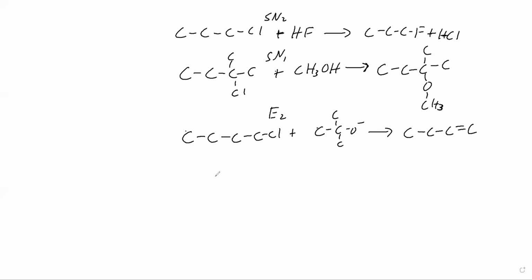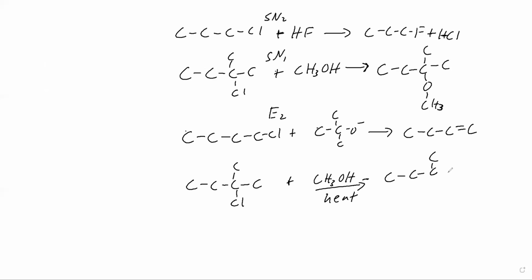And then E1. Okay, E1. I can still use CH3OH, but I need what? Heat. I need heat here. So you cook it, then we get E1, 1, 2, 3, that. In this case, the double bond is going to go here because of the Zaitsev rule. Remember, Zaitsev, anti-Zaitsev rule.